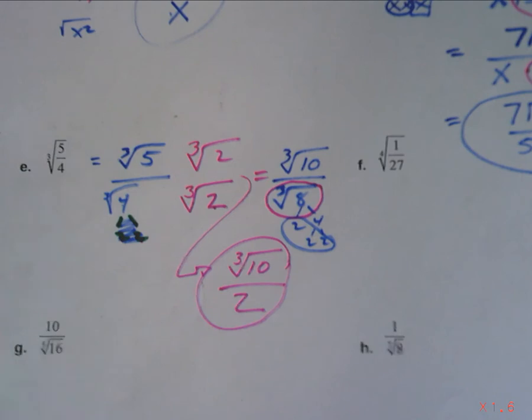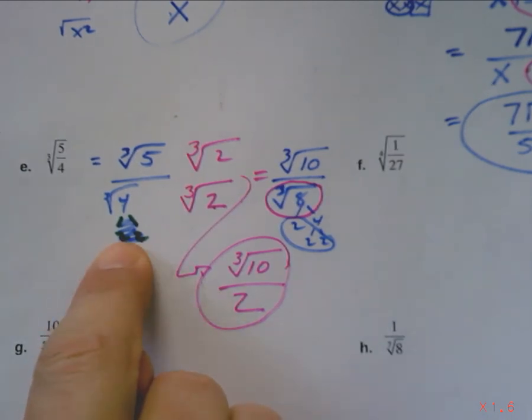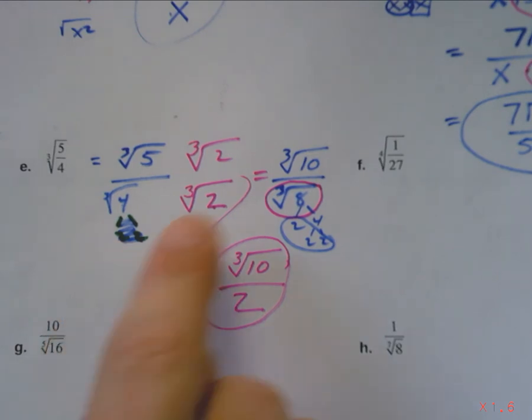So I got the cube root of 10 and then all over 2. And the idea is I had 2 2s to start. I had 4. 4 is 2 2s. I needed one more to make a group of 3 is the idea.